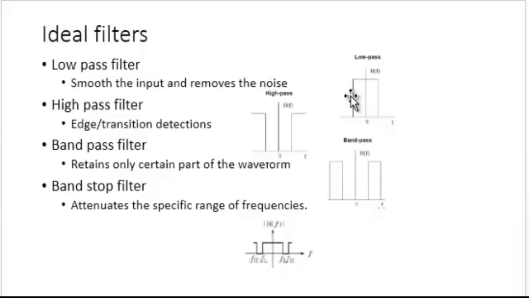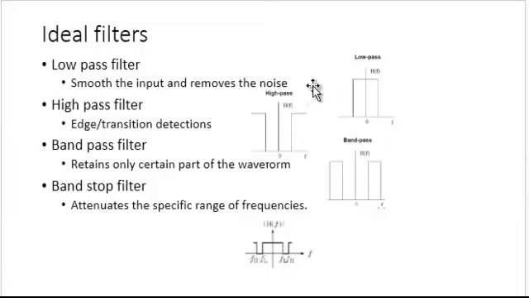There are basically four types of ideal filters: low pass filter, high pass filter, band pass filter and band stop filters. Based on the way the component is going to be cut from the input signal, these ideal filters are categorized into four: low pass filter, high pass, band pass and band stop.